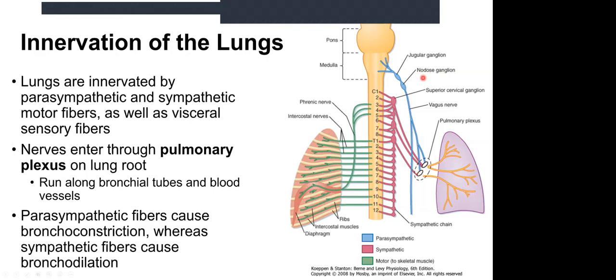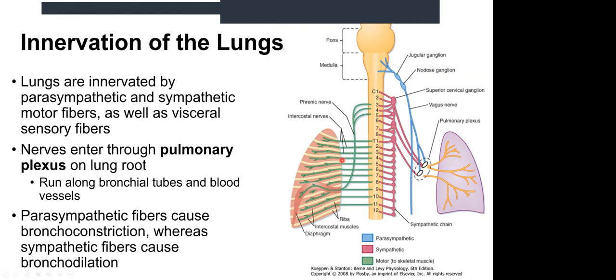Parasympathetic innervation is going to cause bronchoconstriction. So in your rest and digest, you're in partial bronchoconstriction, whereas when you go into fight or flight mode, your bronchioles will dilate, so that you can breathe better if you're running for your life. So sympathetic fibers do bronchodilation.